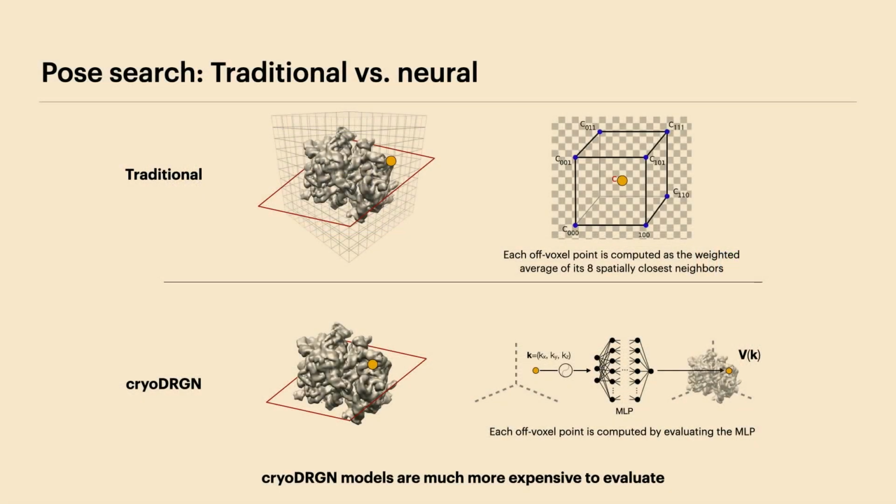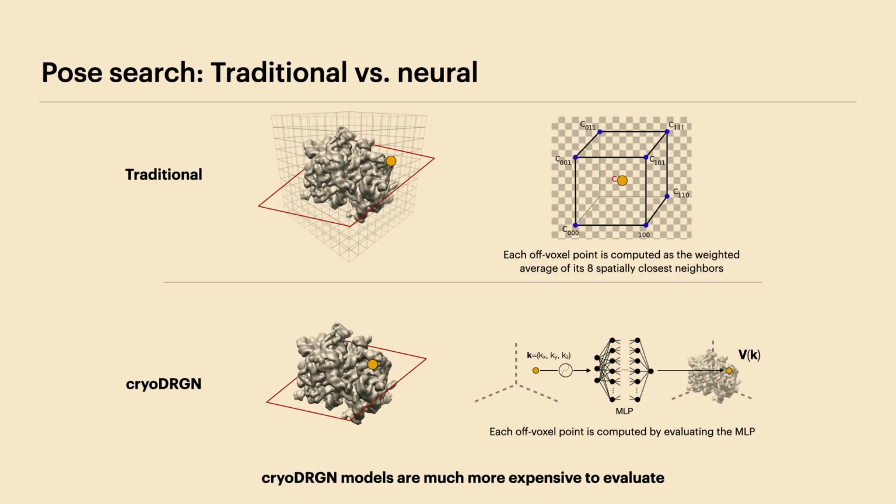One additional feature of CryoDragon is that it's much more computationally expensive than the traditional approaches to render a given pixel. In the traditional approaches, to render a pixel in your image, you just take essentially the weighted average of the 8 spatially closest voxels. In CryoDragon, you have to go through the fully connected neural network. So this is many orders of magnitude more compute to evaluate a given pixel.